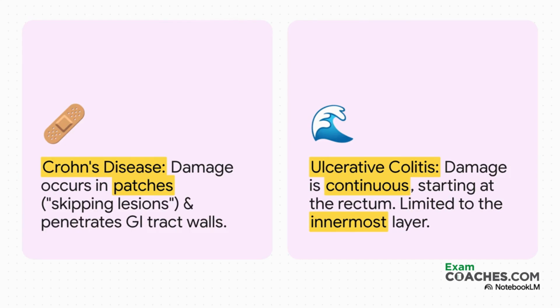Forget memorizing a giant list of symptoms for both. Instead, we focus on the core differences. Think of Crohn's like skipping lesions. It pops up in patches all over the GI tract. But ulcerative colitis, that's a continuous inflammation, usually starting down at the rectum and working its way up. So that one single word, continuous, from our question, that was the entire key. That's the whole puzzle, solved.